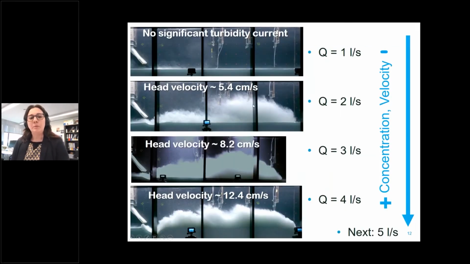So here is a summary of the experiments. So for the case of 1 liter per second, we didn't trigger a significant turbidity current.